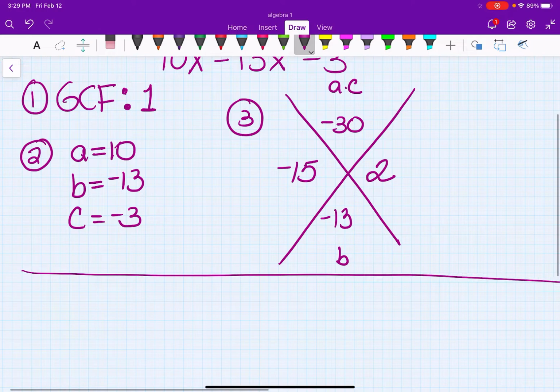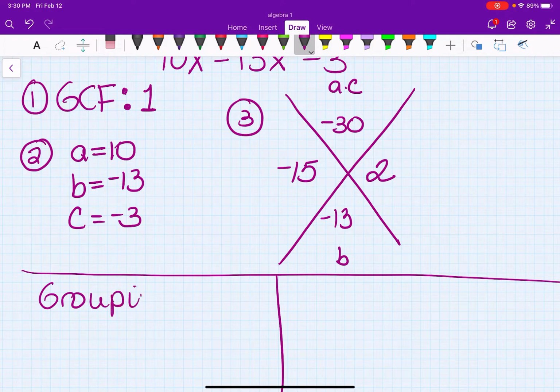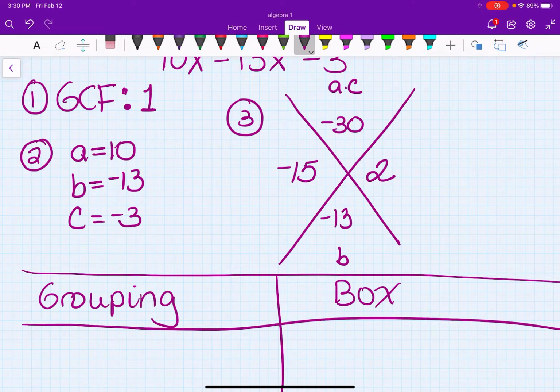Okay, time to do whichever one. So fast forward to the one you use, and only listen to grouping or box. You don't have to listen to both. At this point, you should have a choice of which one you prefer. Okay, if one's not working for you, see if the other one works for you.